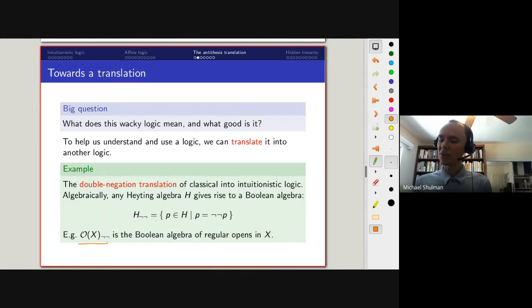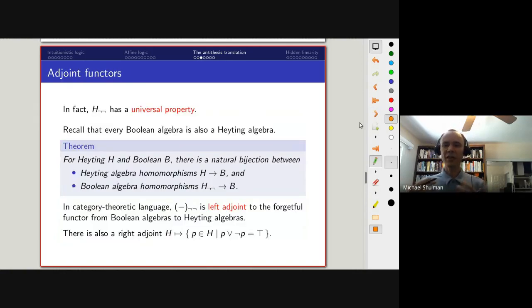Now, this algebraic version of thinking about the translation can be characterized universally in the way that algebraic constructions often are. So it has a universal property in the following sense. It's adjoint to the forgetful functor from Boolean algebras to Heyting algebras. So what does that mean? For anybody who may not be familiar with that language, if I have a Boolean algebra, it is also a Heyting algebra, as I said before. And if I have a Heyting algebra and a Boolean algebra, then I can talk about Heyting algebra homomorphisms from a Heyting algebra H to my Boolean algebra B regarded as a Heyting algebra.